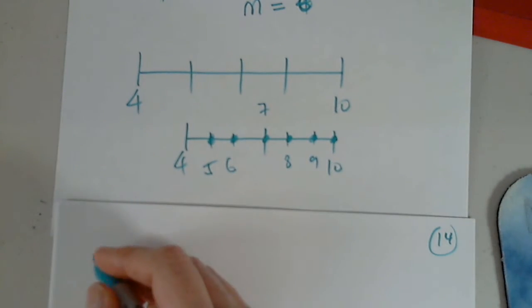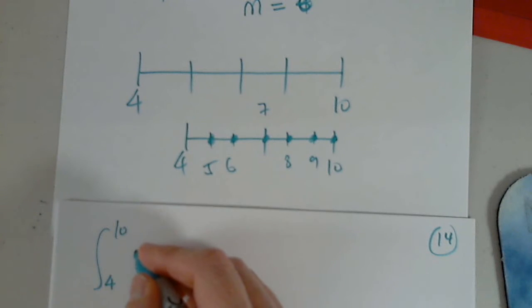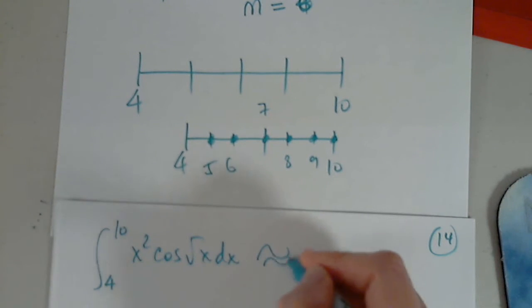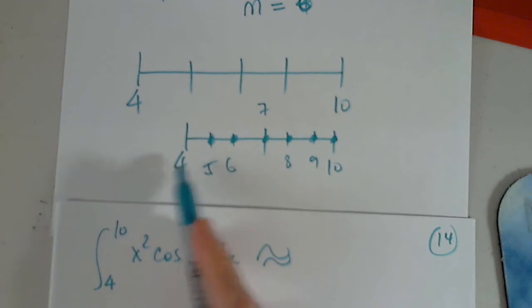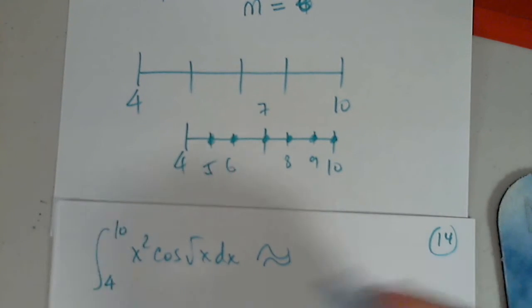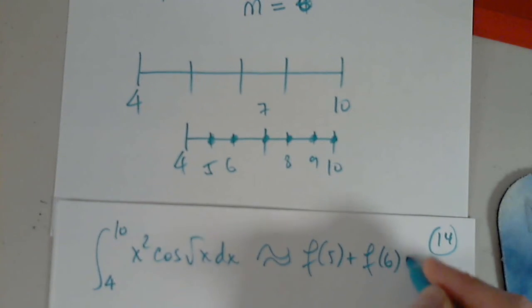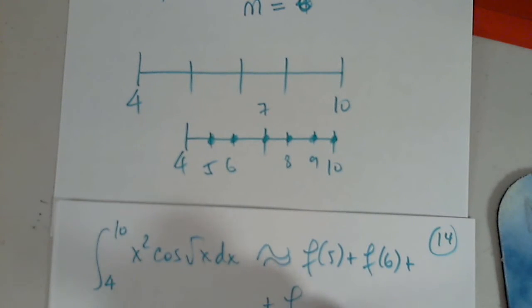6 subintervals. So the integral from 4 to 10 of x squared cosine the square root of x dx is approximately base times height. The base is 1. I'm not going to even write it. So it's f of 5 plus f of 6 plus dot dot dot plus f of 10. I'm not going to do this by hand.